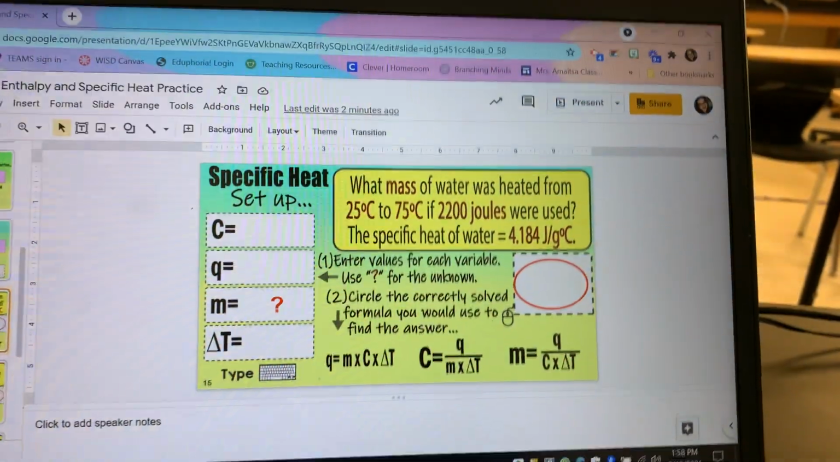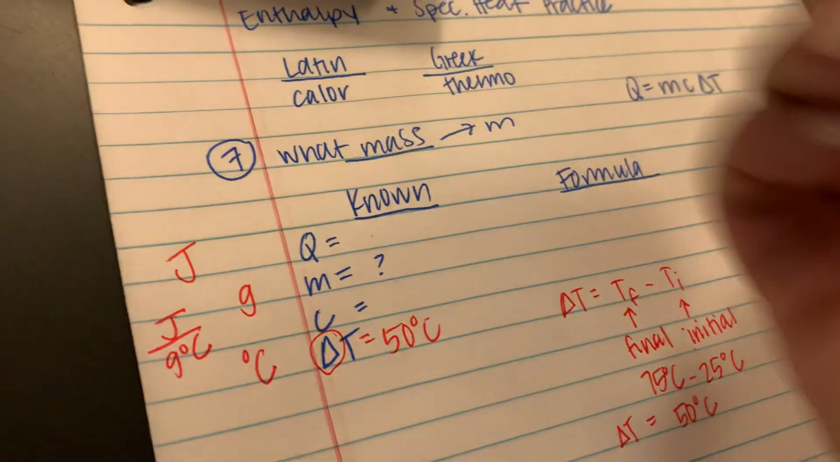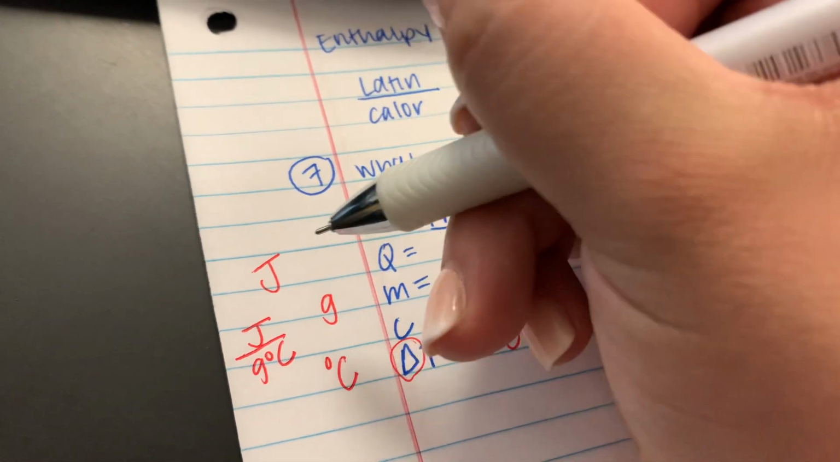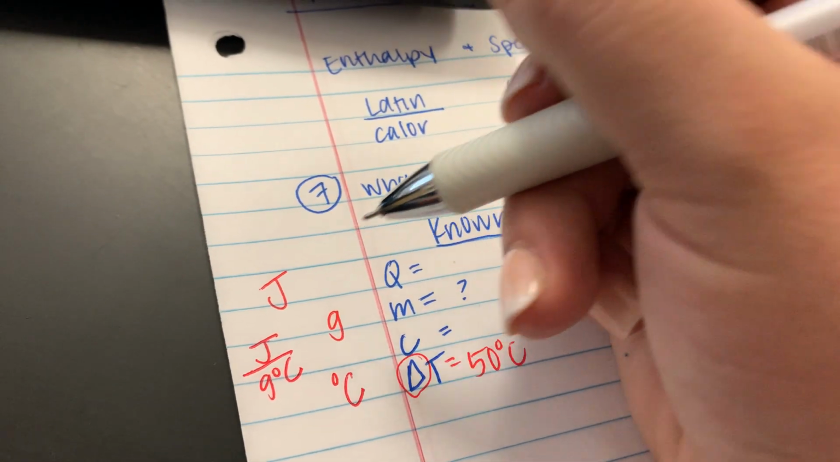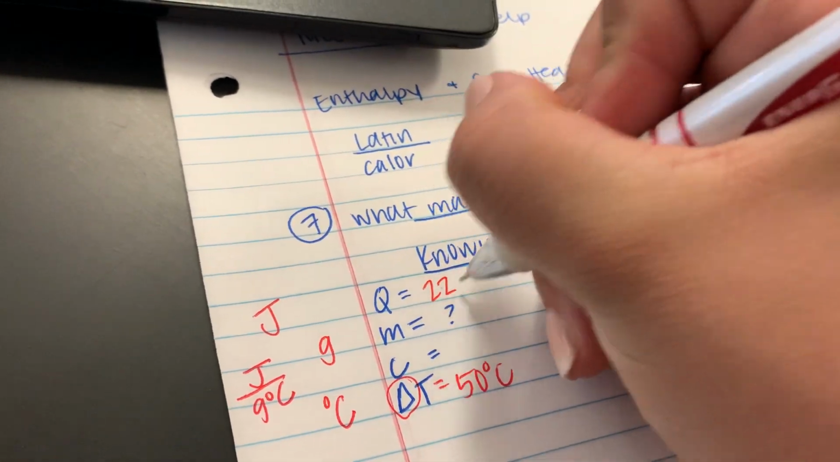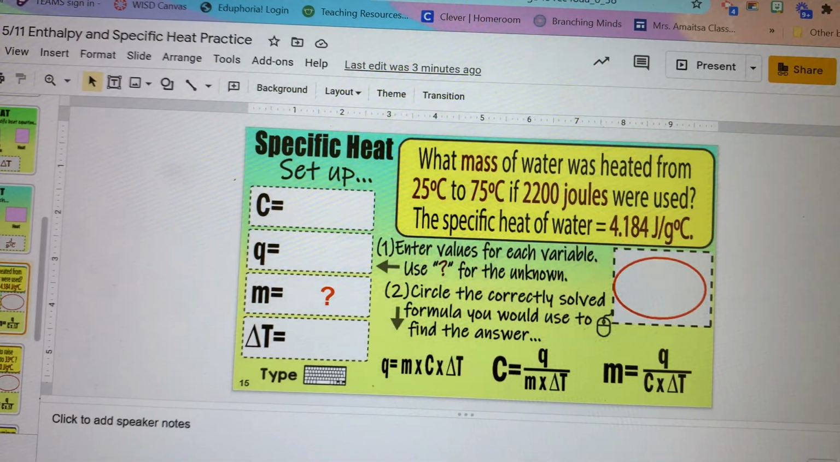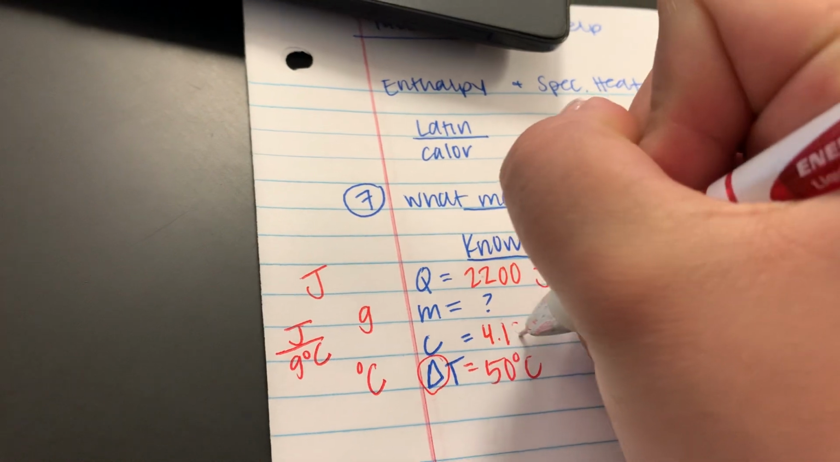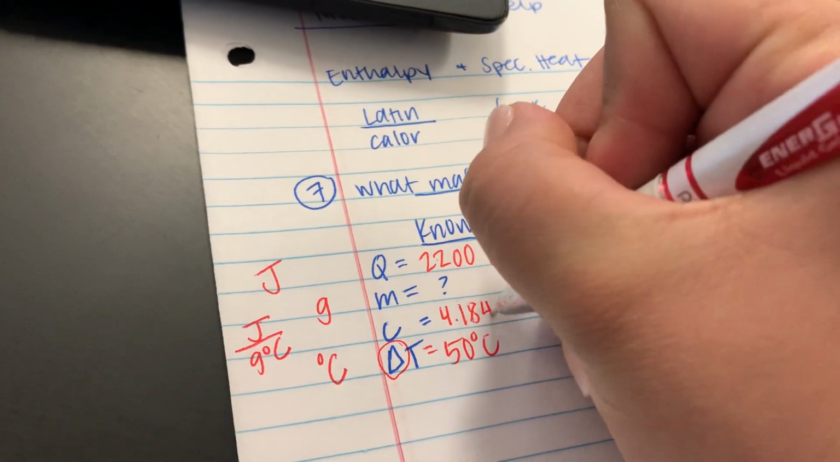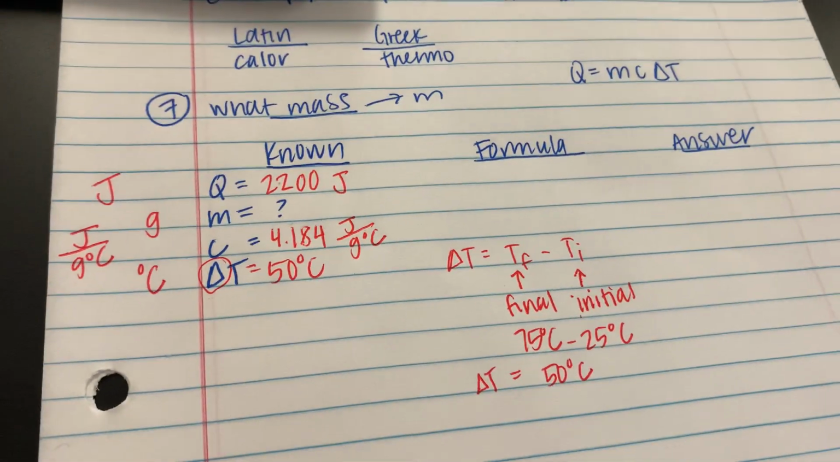Now, it says if 2,200 joules were used. What does joules mean, or what's the abbreviation for it? J. So if it's only J, not J over gram Celsius, then that would be our Q. So Q is 2,200 J. And then we need the C. What does C stand for? Specific heat. The specific heat of water, they give it to us, 4.184. So let's just use the whole number that they give us. Okay, so 4.184 joules per gram Celsius. Got it?